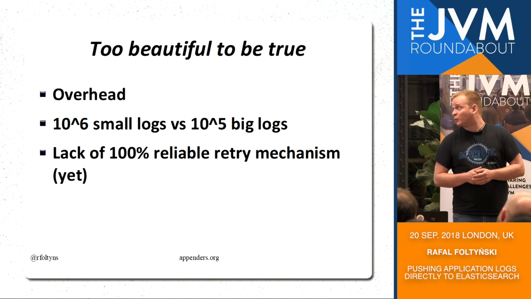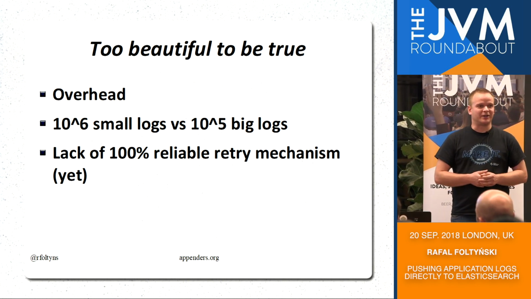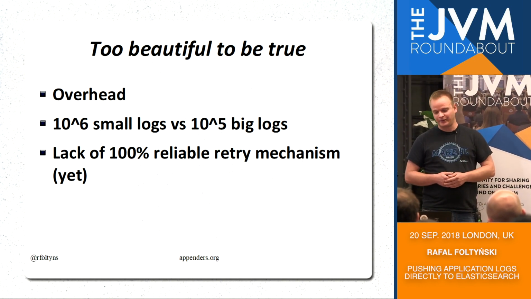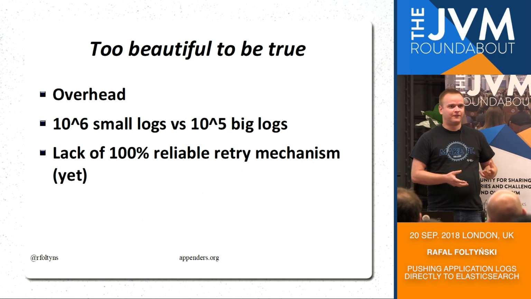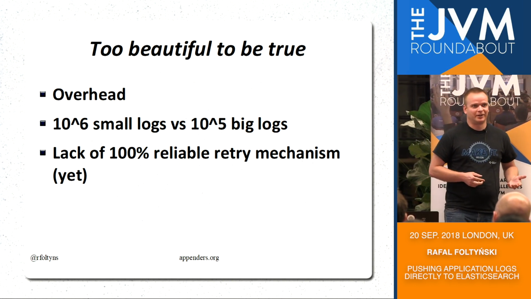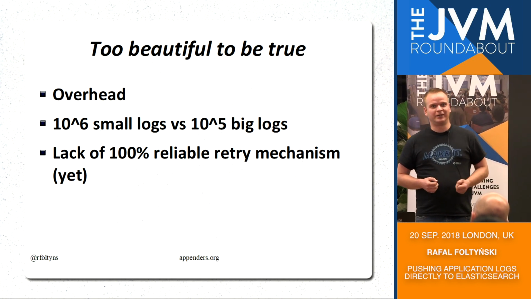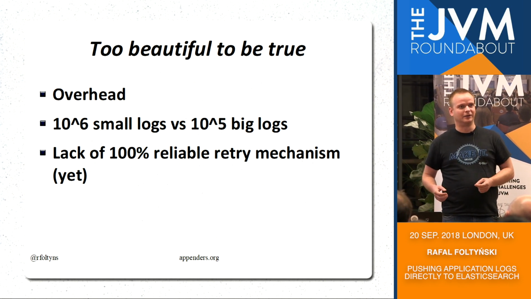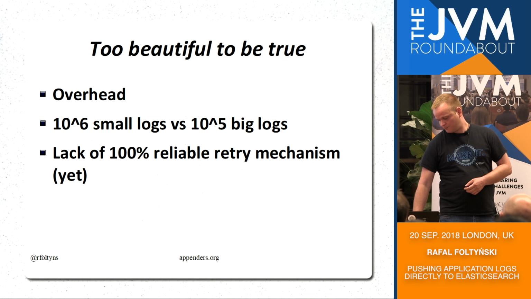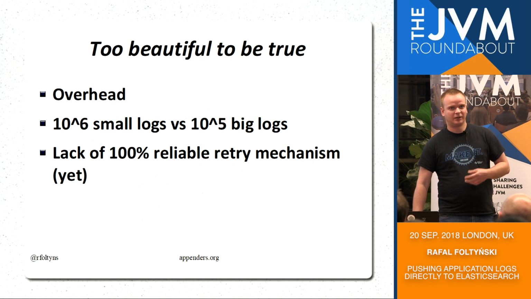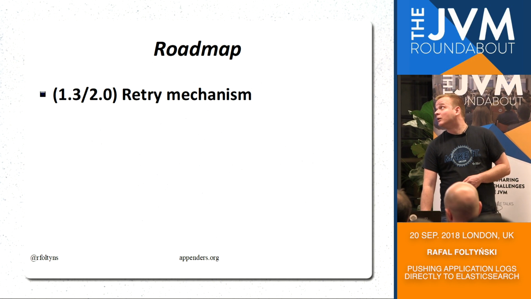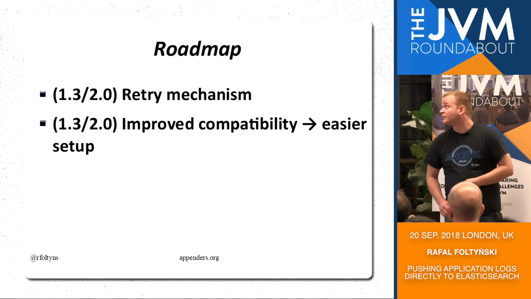Still, there is no 100% reliable retry mechanism. It's on the roadmap. I have plans to add it in the future, probably some file-based retry mechanism that will just retry a given number of times. Right now, all you can do is dump the failed batch to another appender, still inside the same application runtime. On the roadmap, yes, retry mechanism.